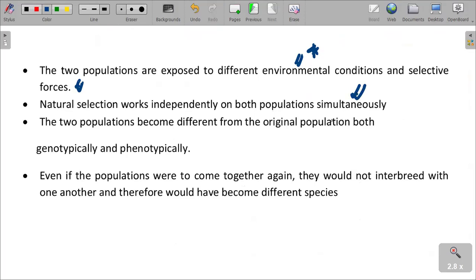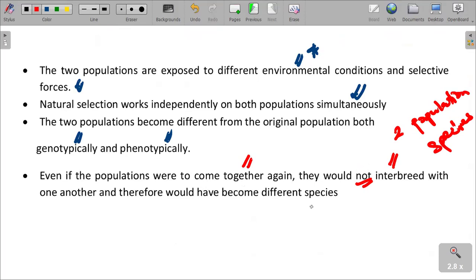So as you can see, population A and population B each underwent natural selection on its own, both of them simultaneously. So the two populations became different from the original population, both genotypically and phenotypically. Even if the two populations were to come together again, they would not be able to interbreed. The moment we talk about no interbreeding, it means we already have two population species formed, which are not interbreeding with each other and therefore would become different species. That's what we are saying.